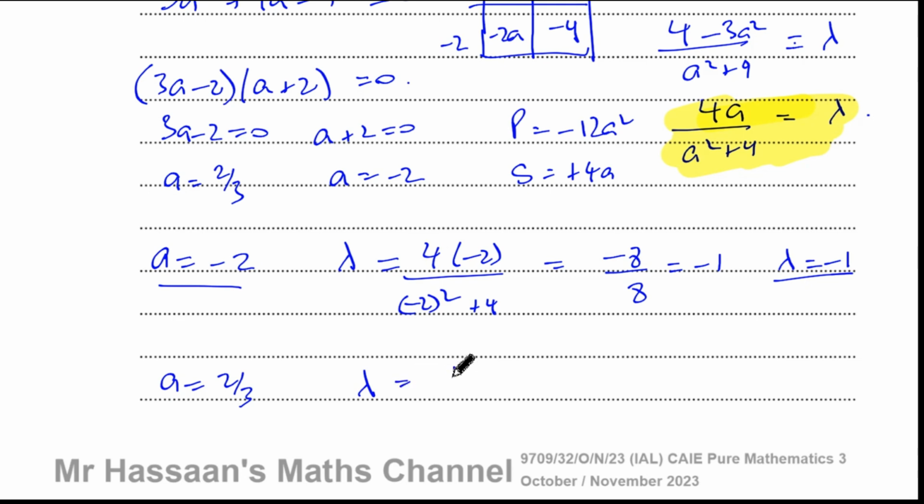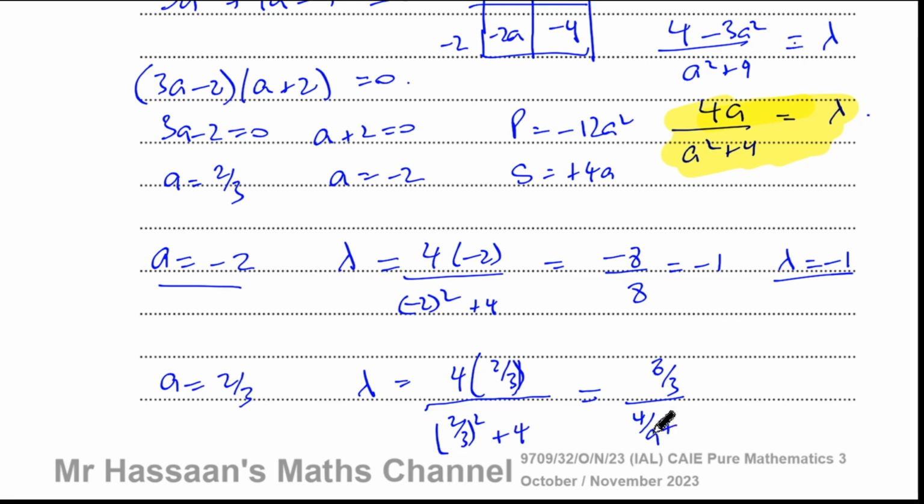And we have another pair when a is equal to 2/3. Lambda is equal to 4 times 2/3 over 2/3 squared plus 4. Okay, so that's going to give me 8 over 3 divided by 2/3 squared, that's 4 over 9, plus 4. So 4 over 9 plus 4, let's get ready to add these together.